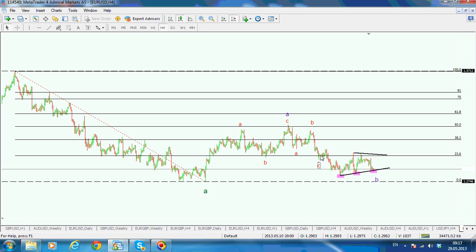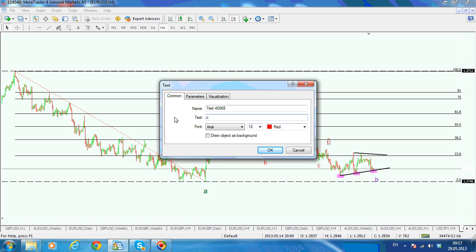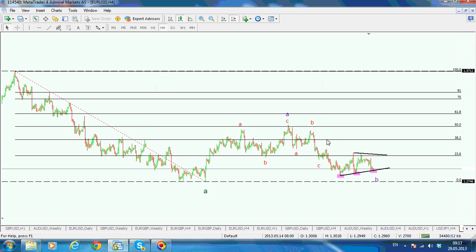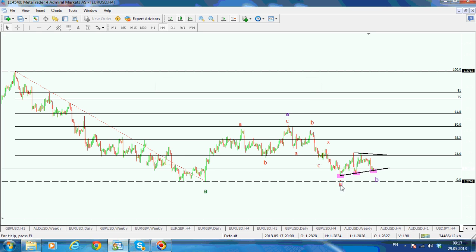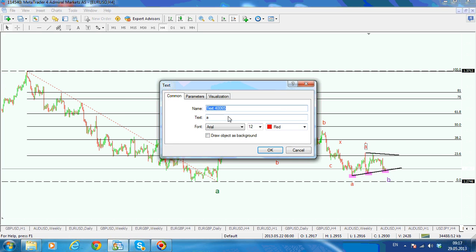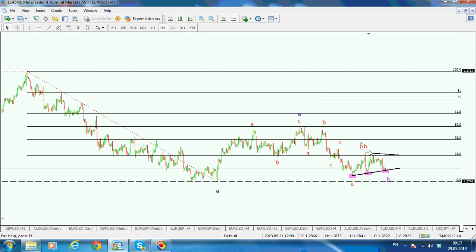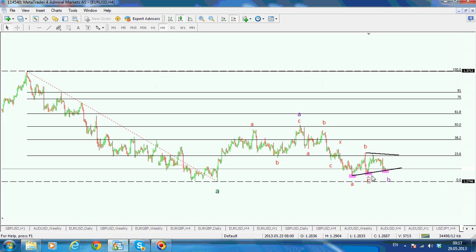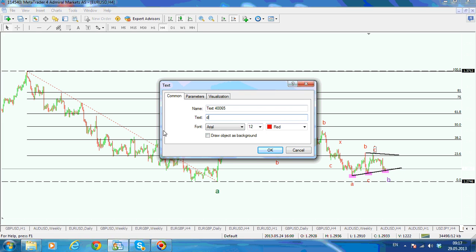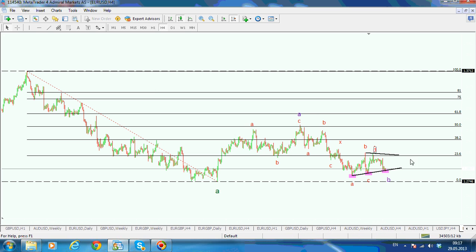Okay, so A, B, C almost equal, then an X wave here, and after this X wave we have a nice contracting triangle in the form of an A, B, C, D, and now the E wave being done to the downside. So A, B, C, D, E, and there you go.